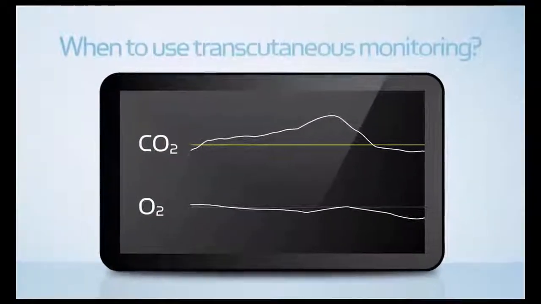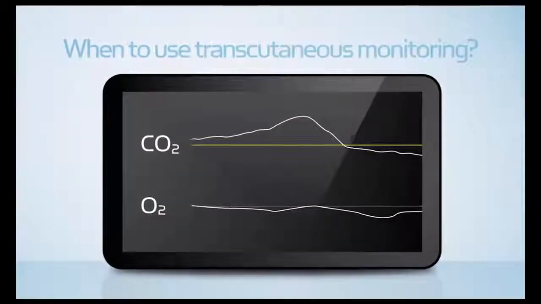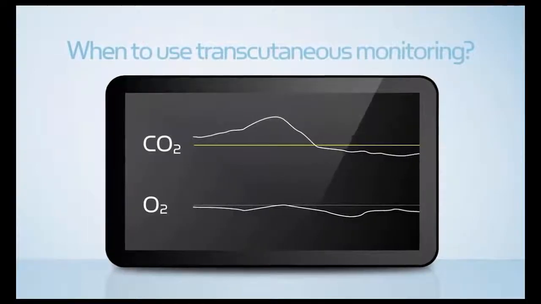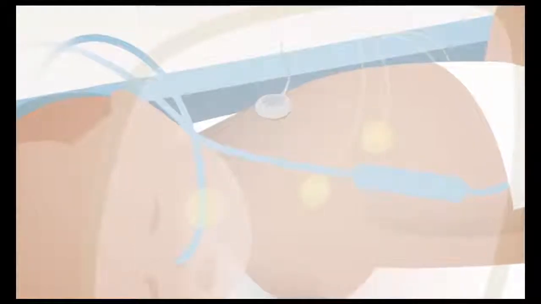Let's look at the clinical settings where transcutaneous monitoring makes a real difference. Abnormal oxygen and carbon dioxide levels in preterm neonates can lead to severe cerebral damage and eye and lung complications. Transcutaneous monitoring allows for immediate detection of changes in oxygen and carbon dioxide to ensure a better outcome.